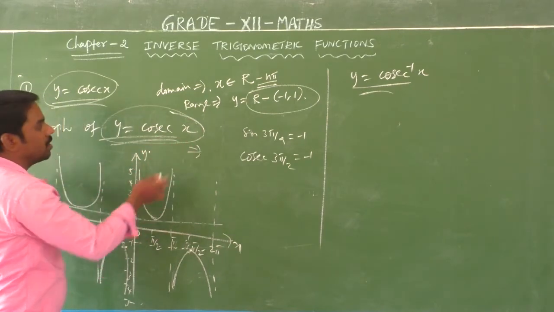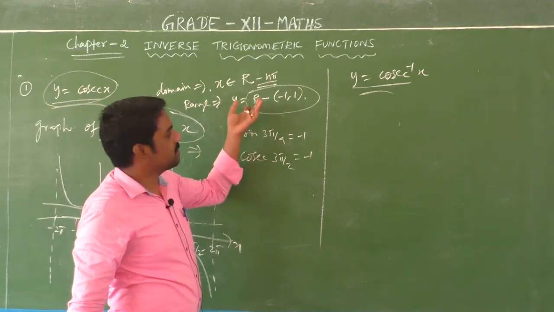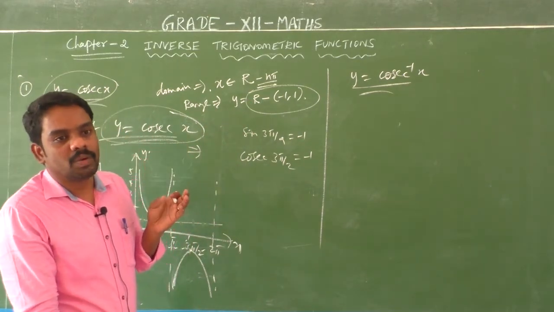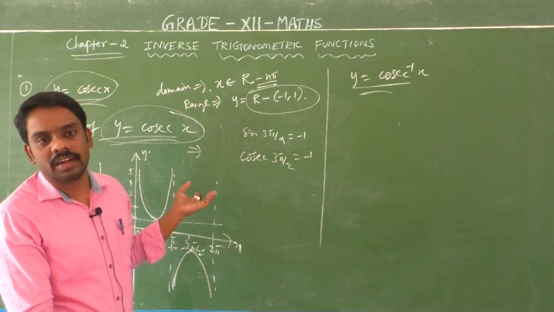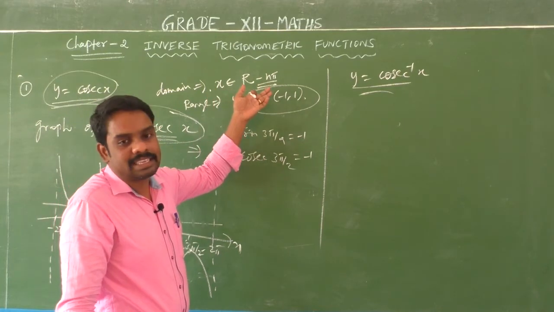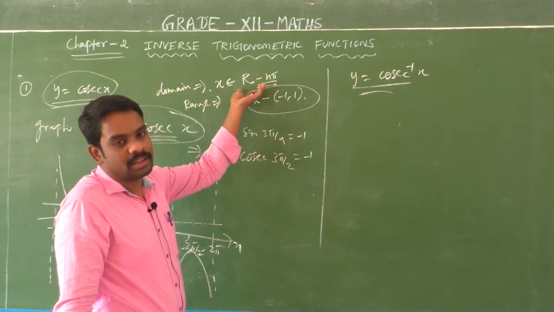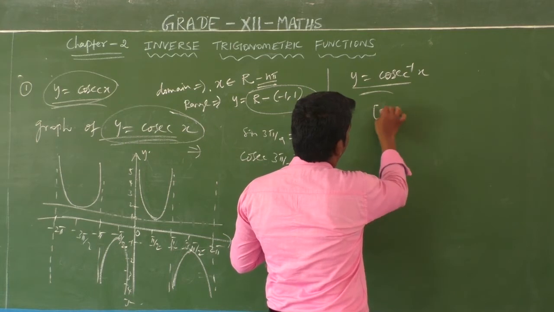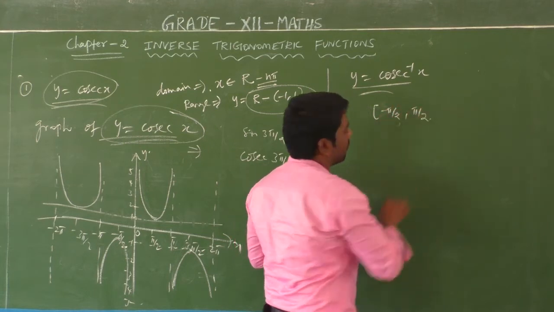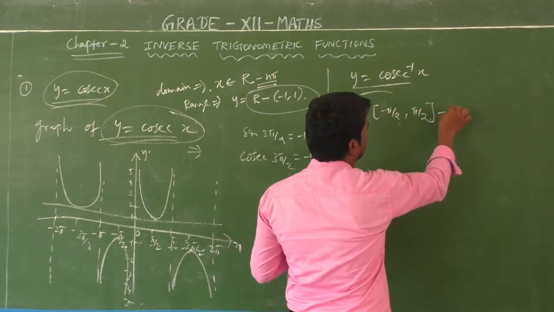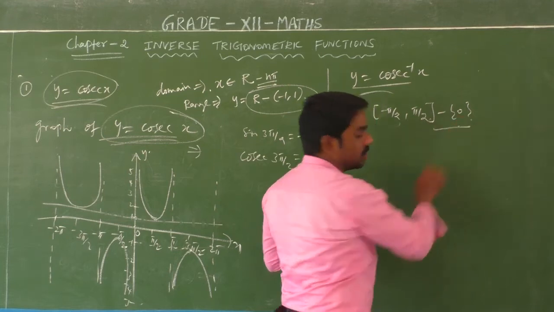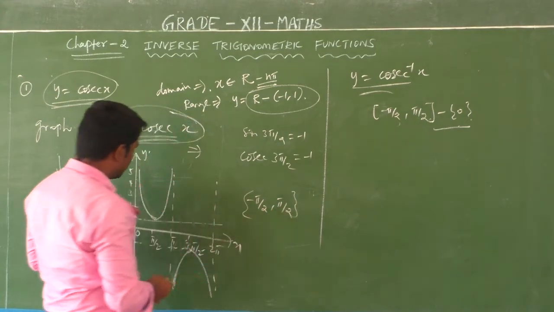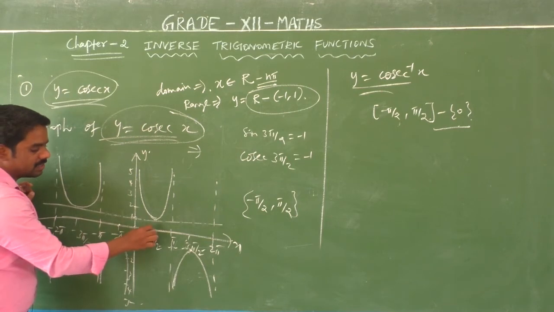Over the whole domain, x belongs to R minus n pi, this function is not bijective. Bijective means one-one and onto. This function is not one-one and onto for x belongs to R minus n pi. So let us restrict this domain to minus pi by 2 comma plus pi by 2 except 0. Here, this is minus pi by 2, this is plus pi by 2.